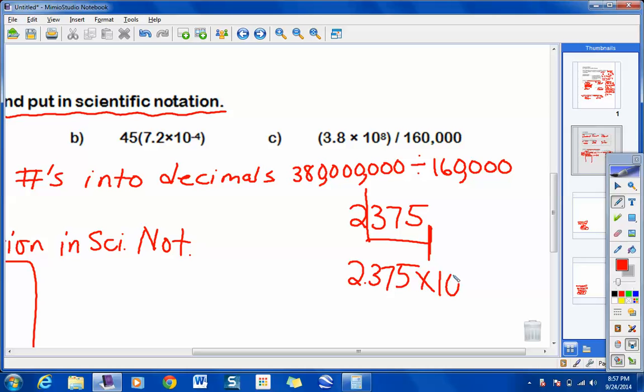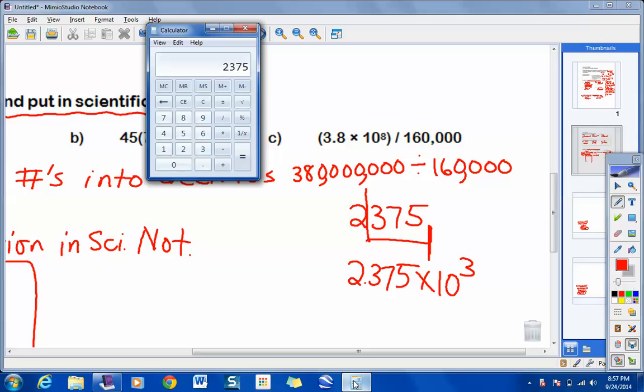I'm going to double check this one more time just to make sure I've got that right. I've got 380 million divided by 160,000. Yep, feeling good about that. All right.